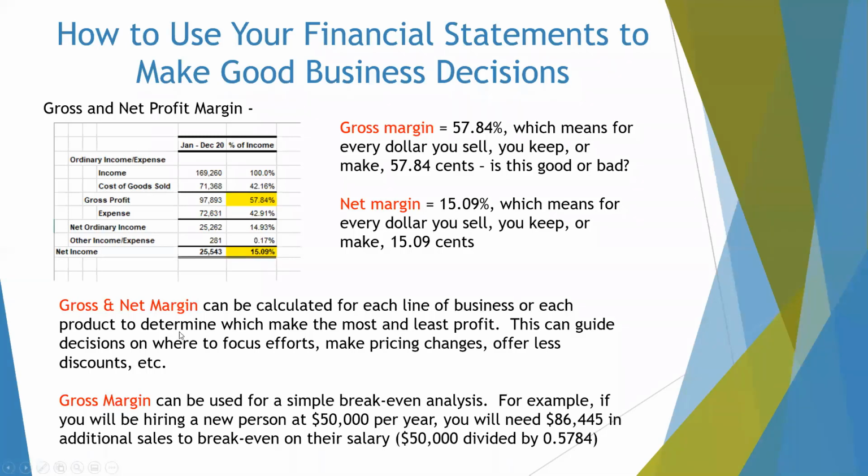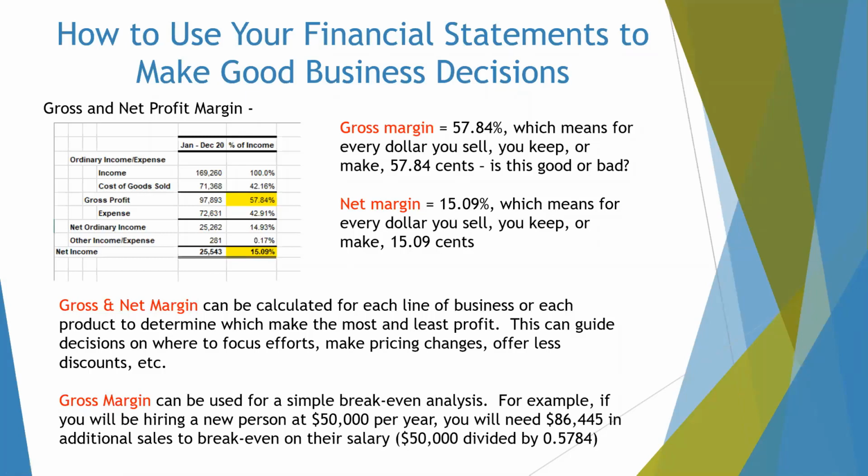Okay? Maybe you offer less discounts on the stuff that's not as profitable. Now, gross margin can also be used for a simple, what's called a break-even analysis. So a lot of business owners will say, okay, I want to spend X amount of dollars, but I don't know if I can afford it. I don't know if this is going to be good or not. Is this a good decision?